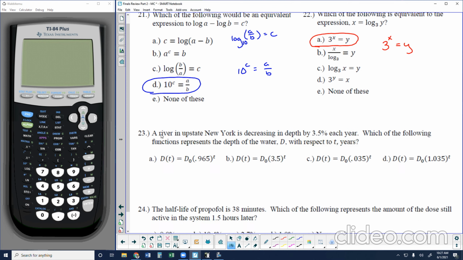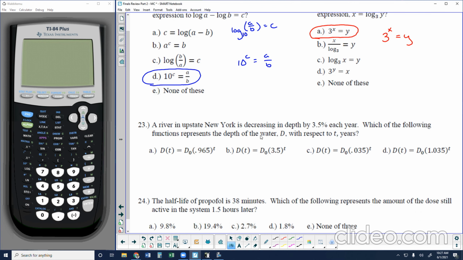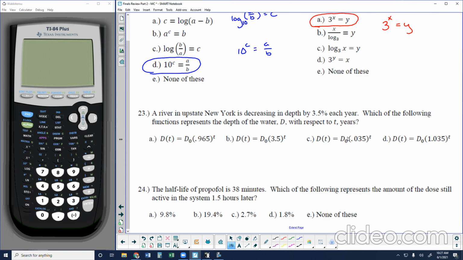In problem 23, it says a river in upstate New York is decreasing in depth by 3.5% each year. Which of the following functions represents the depth of the water d with respect to t years? Well, remember that if we are increasing or decreasing by a certain percentage, this is an exponential growth equation. So I can use my exponential growth formula, which you do have in your notes if you need to refer to that, as q of t is equal to q sub 0 times the quantity 1 plus or minus r to the t power.